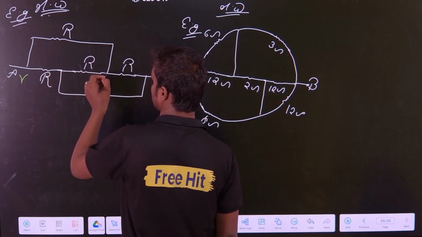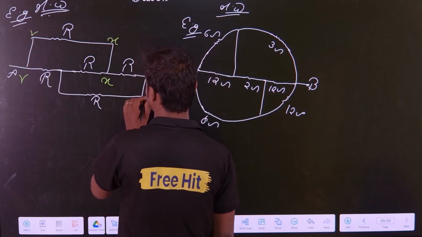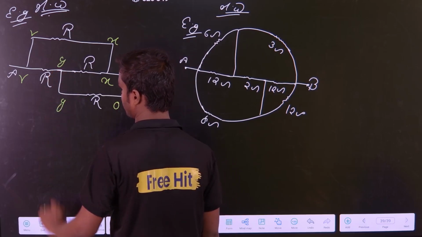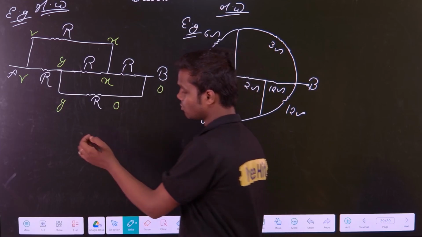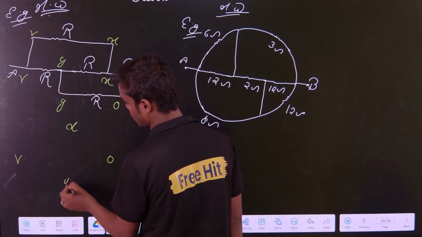Can you write the potential here? You can't. So let us take it as X. So this will also be X and this will be V. Similarly this is 0, so this will also be 0, and let us take this as Y. So this will also be Y. Okay, now let us draw this. This is V, this is 0, this is my X and this is my Y.